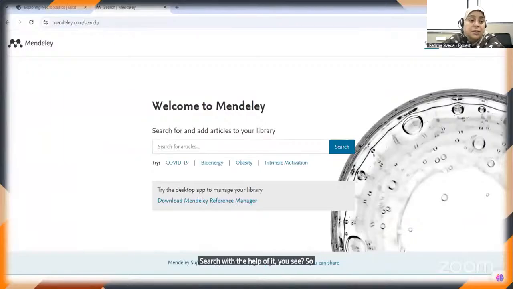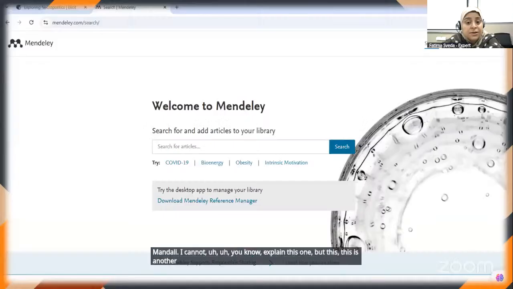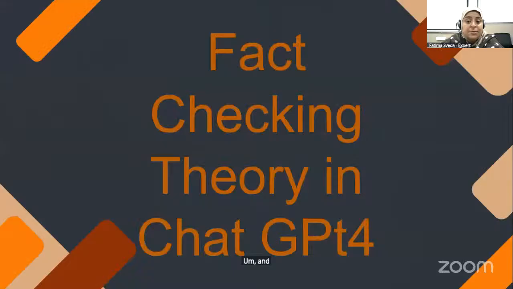So this is another tool, Mendeley. I cannot explain this one, but this is another one with the help of which you can find and add articles to your library, so that you can use them in your research.